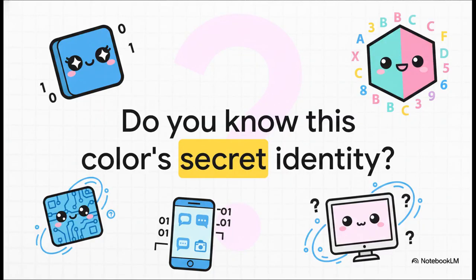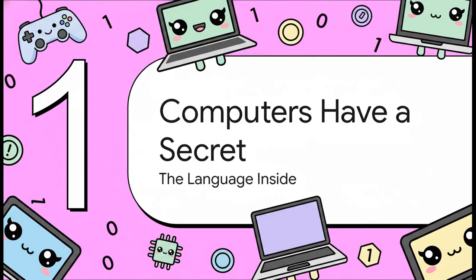Okay, take a look at this color. You've probably seen it a million times on your favorite social media apps, right? Well, behind that simple blue, there's a secret code, a hidden identity that tells your screen exactly what to do. And trust me, by the end of this, you're going to know exactly what it is. Because here's the thing. All computers, and I mean all of them, from your gaming PC to your phone, they all share one ridiculously simple secret.